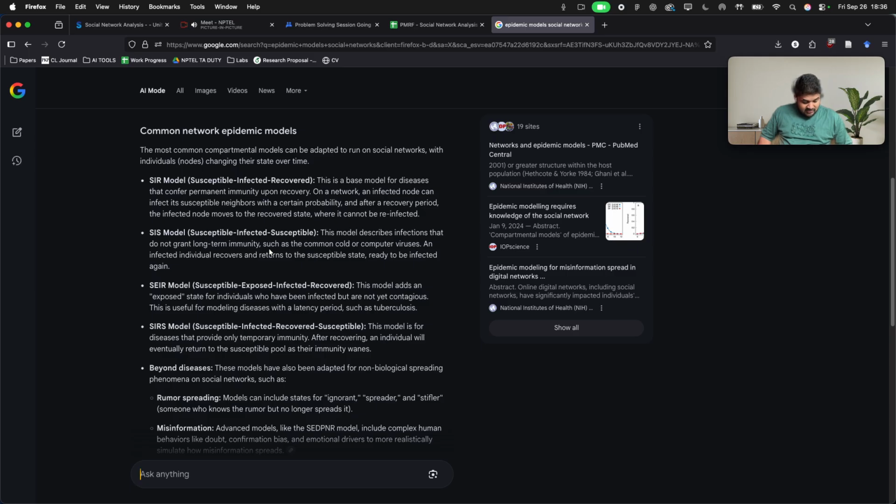An infected person becomes contagious and becomes a medium for infection for susceptible people. But exposed does not cause any spread of infection to susceptible people, so it just stays to itself. Then it becomes infected, it starts spreading, then it becomes recovered.